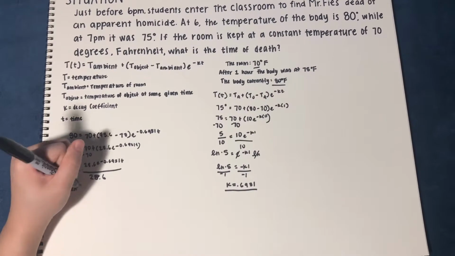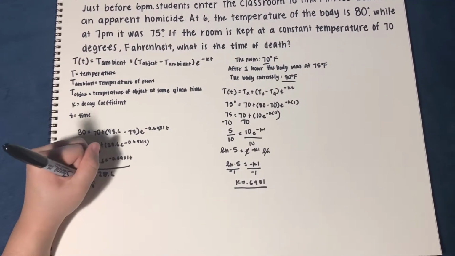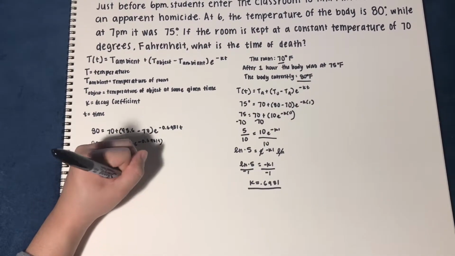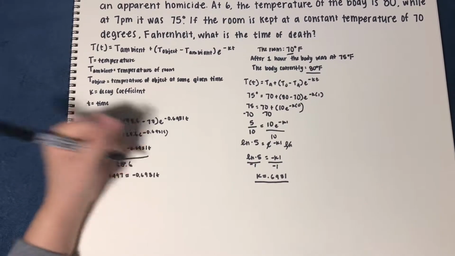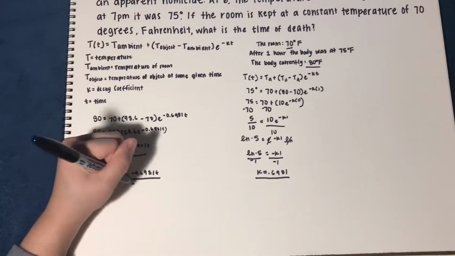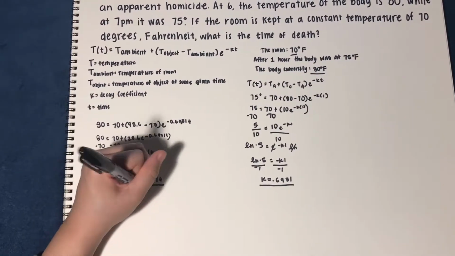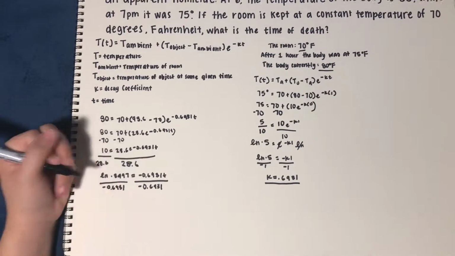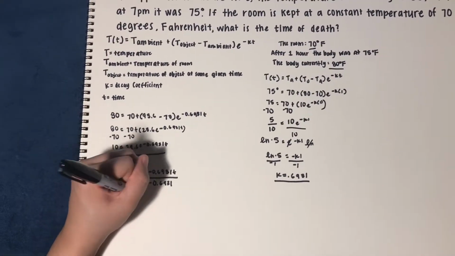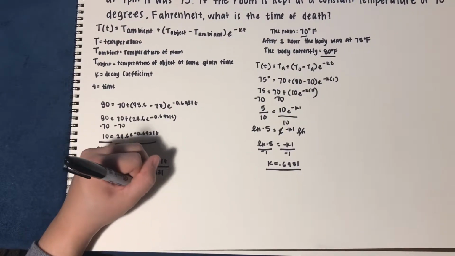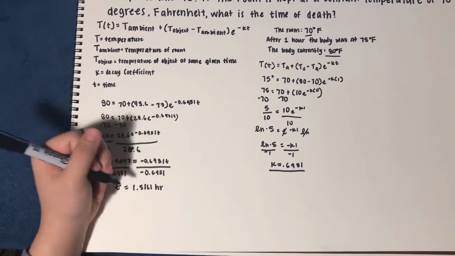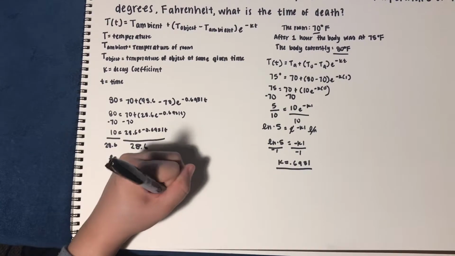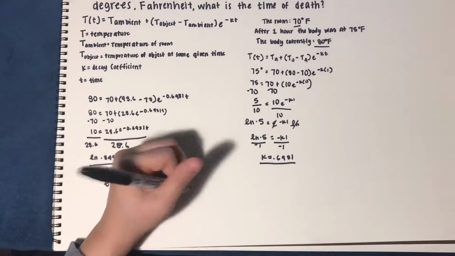So, negative 1.0497 equals negative 0.6931T. Then, to get T by itself, you divide the whole thing by negative 0.6931, which gets you T, which would be 1.5161 hours. But to round that to the nearest tenth, it would be 1.5 hours before 6 p.m.